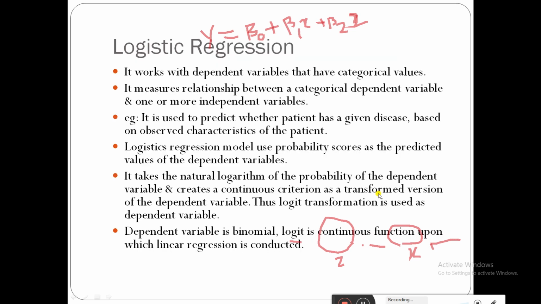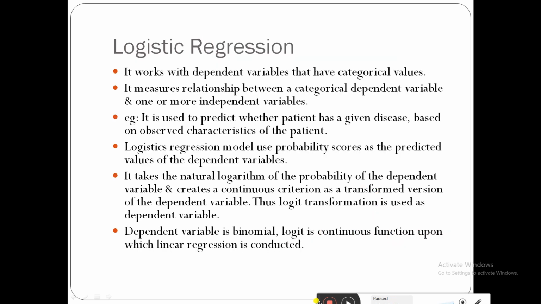Next we will move to logistic regression. Logistic regression works with a dependent variable that has categorical values. Previously we have seen numerical values. Here we are going to see categorical variables. It means a relationship between a categorical dependent variable and one or more independent variables.